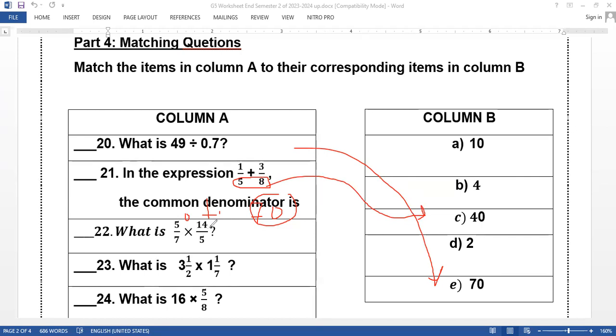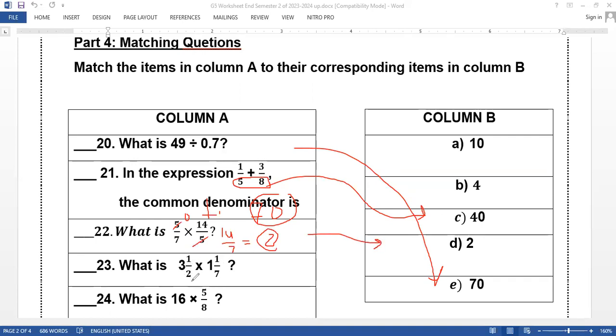What is 5 over 7 multiplied by 14 over 5? If you have the same number in a numerator and in a denominator, only in multiplication, I can simplify it together. So I cancel 1 5 up, 1 5 down. So 14 over 7, which means 14 divided by 7 equals 2. So here I put 2. So this is the answer.